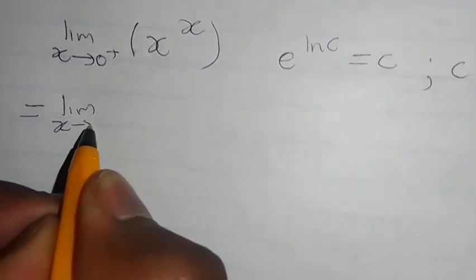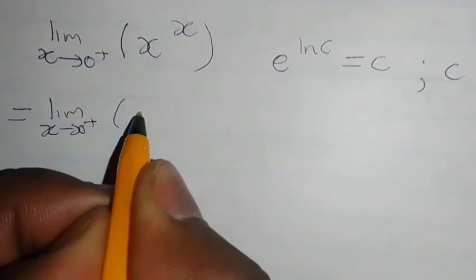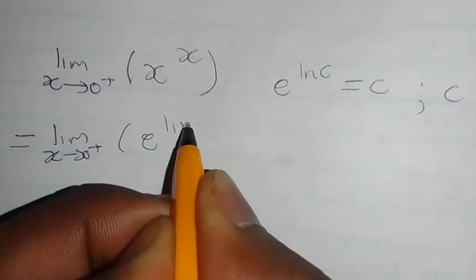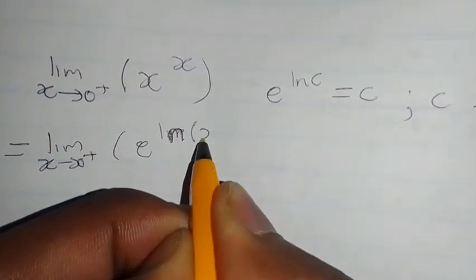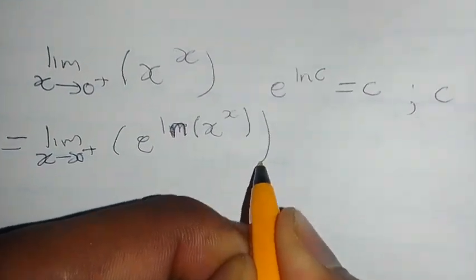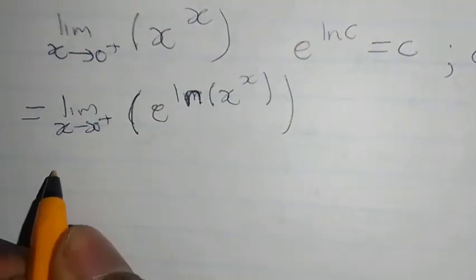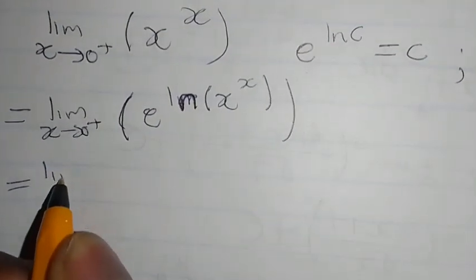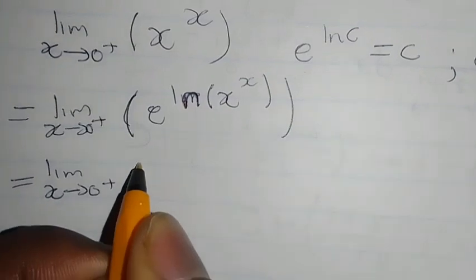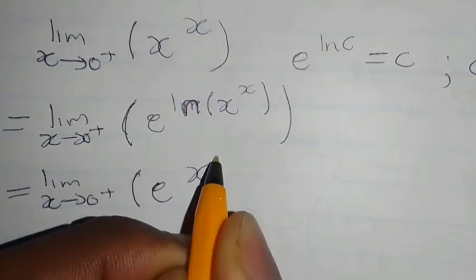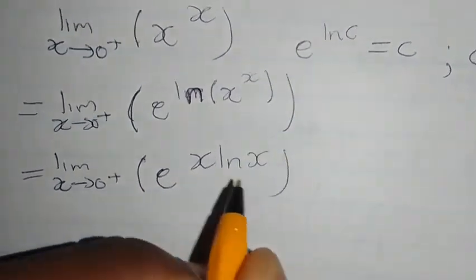So we have the limit when x approaches 0 from the right of e to the power ln of x to the power x. So we basically use that transformation here. Now using the properties of logs, you're going to have this expressed as e to the power x ln x. So you have this now.